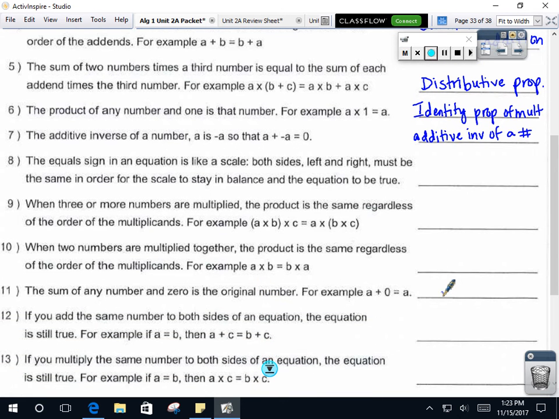Okay, number 8. I really don't even know why this one's on here. The equal sign in an equation is like a scale. Both sides, left and right, must be the same in order for the scale to stay in balance and the equation to be true. That's just the property of equality. Okay, that is the reason we do all of this, to keep the equation balanced.